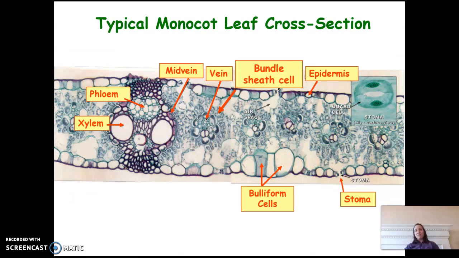And a monocot leaf looks fairly similar too. Big vascular bundle here. You could always tell because we have thicker walls on these cells and our big xylem cells. Epidermis, stoma, bundle sheath around a vascular bundle. This is a big mid-vein and smaller veins going up along the sides.